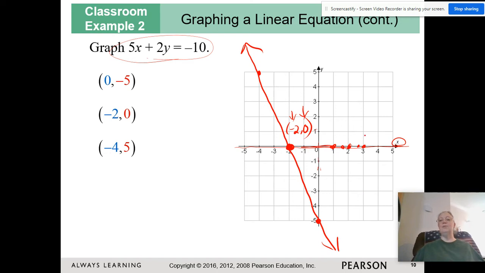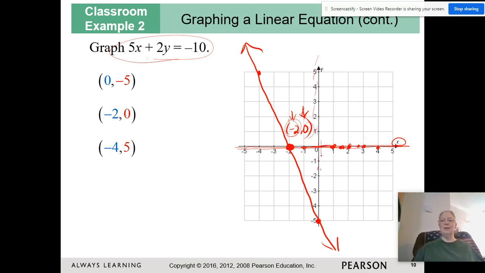So this would be the point 3, 0. This would be the point 4, 0. This would be the point -3, 0. This would be the -1, 0. Every point on the x-axis is going to have a y value of 0. Okay, that's important. You need to know that. We're going to have a number for x, and the y is going to be 0.